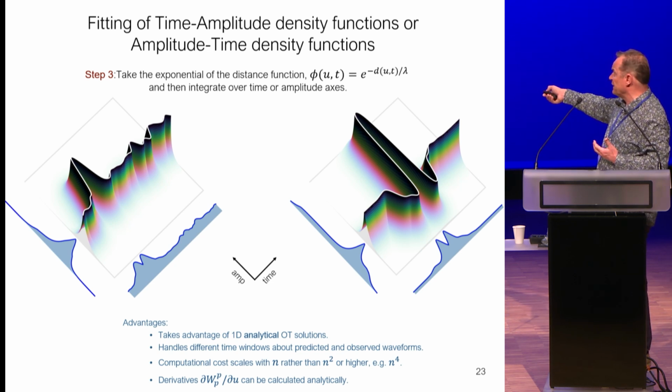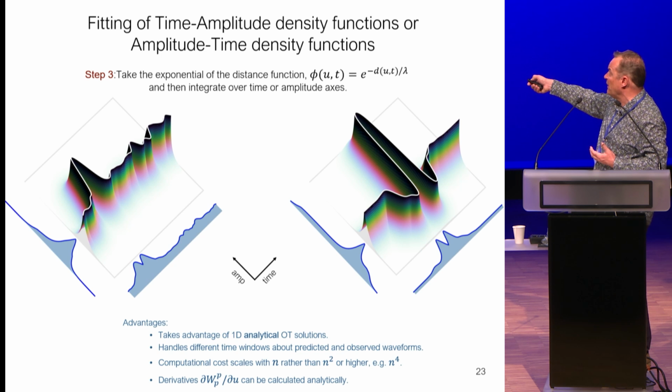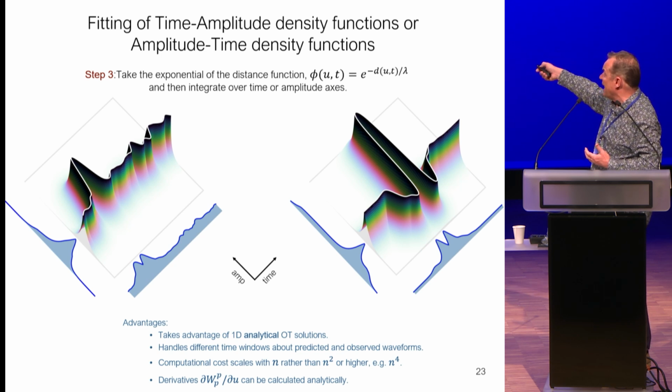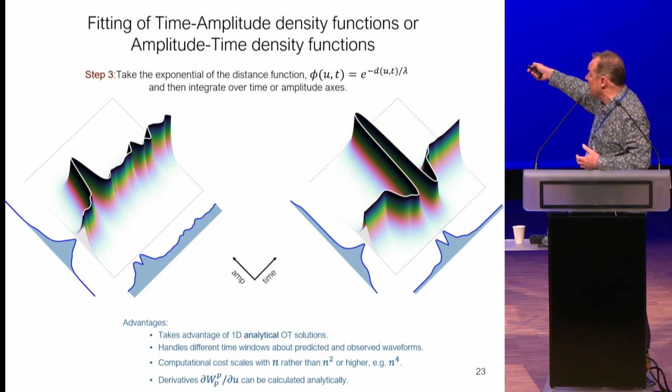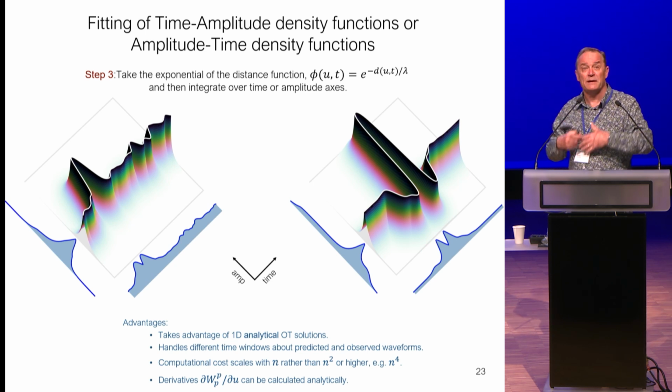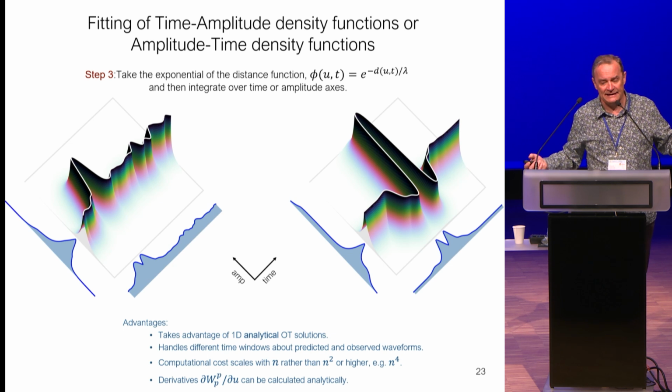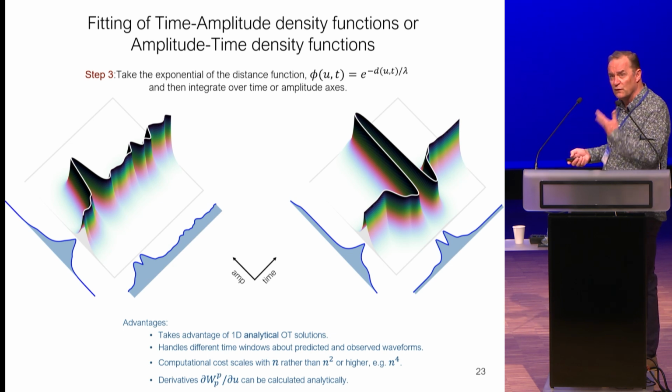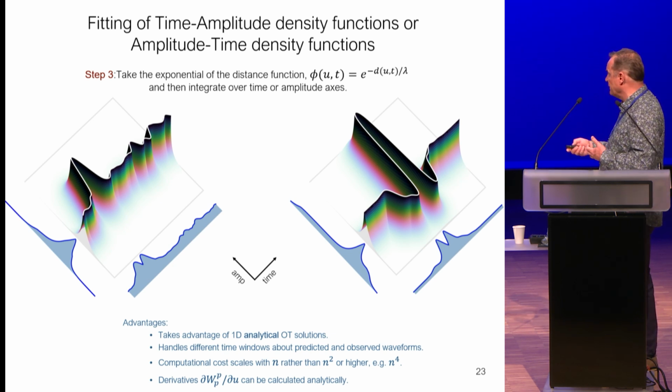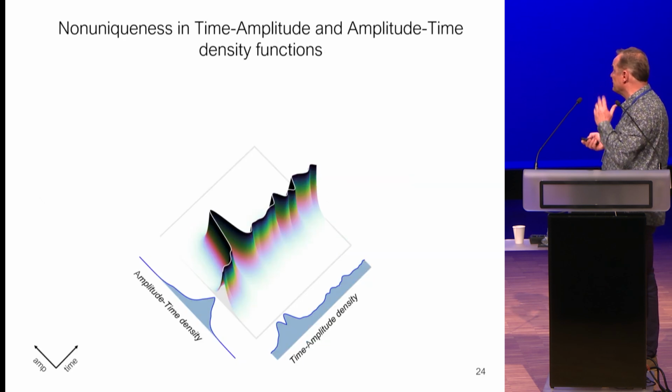So the derivatives of the ultimate Wasserstein distance, which might be the Wasserstein distance between the amplitude density functions and the time density functions, with respect to the amplitude of the original wavefront, can be calculated analytically, exactly. And that's very useful if you want to use this in a fitting process. But all the details are in the paper.